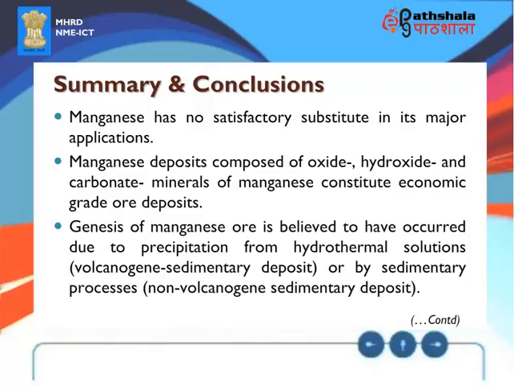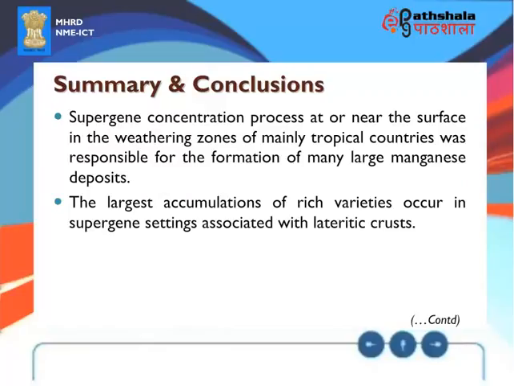Manganese deposits composed of oxide, hydroxide, and carbonate minerals of manganese constitute economic grade ore deposits. Genesis of manganese ore is believed to have occurred due to precipitation from hydrothermal solutions, volcanogenic sedimentary deposit, or by sedimentary processes, non-volcanogenic sedimentary deposit. Supergene concentration process at or near the surface in the weathering zones of mainly tropical countries was responsible for the formation of many large manganese deposits. The largest accumulations of rich varieties occur in supergene settings associated with the lateritic crusts.